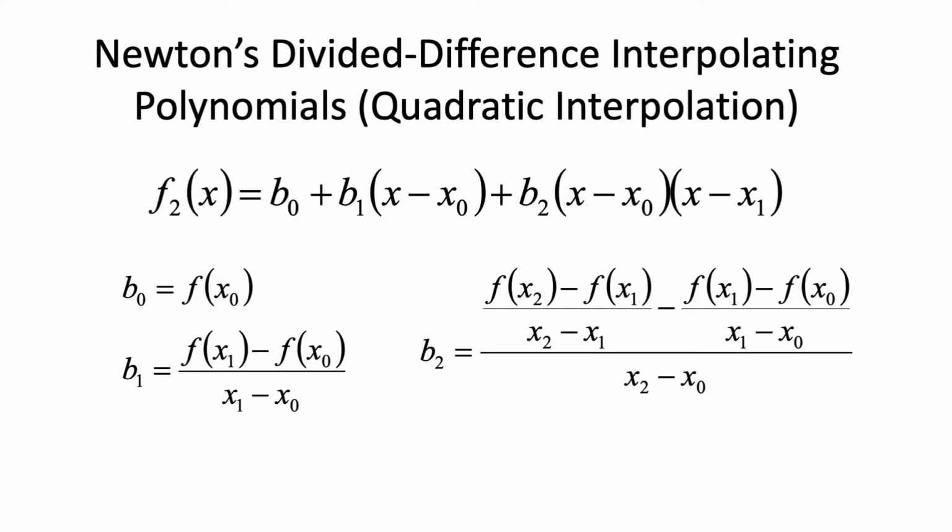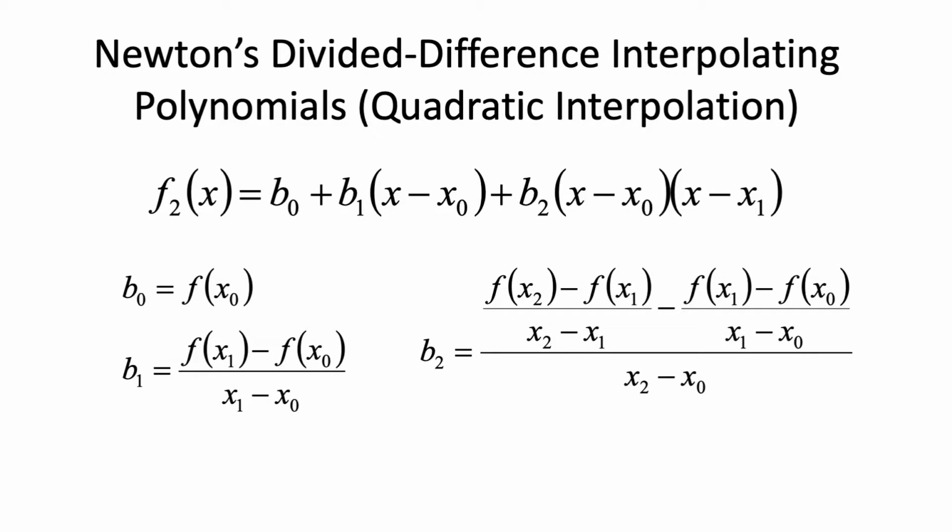The next type of Newton's divided difference interpolating polynomial technique is the quadratic interpolation. In this technique, you need three data points, x0, x1, and x2. Then we use this equation, f2 of x equals b0 plus b1 times x minus x0 plus b2 times x minus x0 times x minus x1, where b0, b1, and b2 are the coefficients.